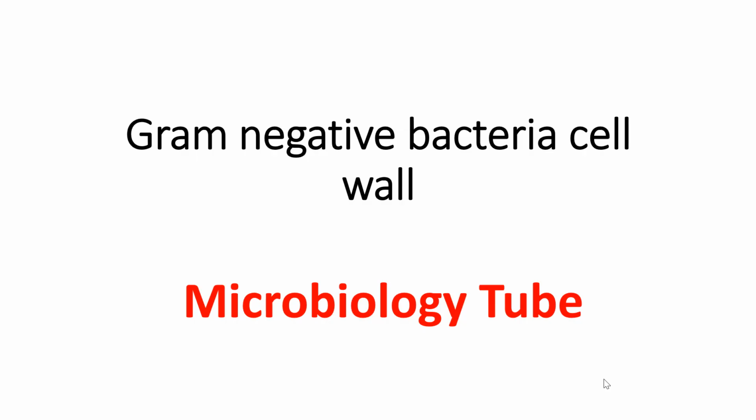So today we'll be talking about the gram-negative bacterial cell wall. The bacterial cell wall is a rigid biological layer that gives a definite shape to the bacteria. Actually, 10 to 40% of the dry weight of the bacterial cell is composed of the cell wall. This bacterial cell wall is essential for the division of the bacteria.